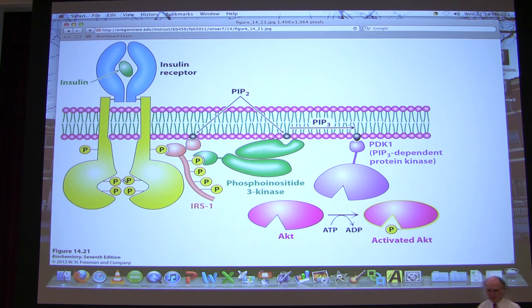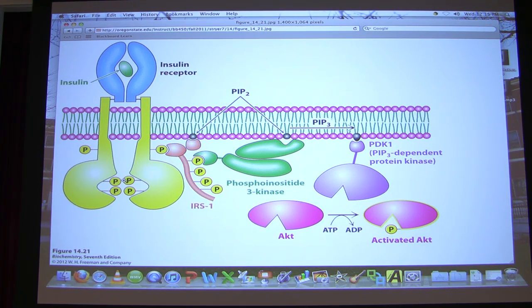PDK1 is a PIP3-dependent protein kinase. So we see kinase, kinase, kinase, kinase. We're seeing this cascade that we've talked about before. This was a tyrosine kinase that got activated. This is a phosphoinositide kinase that got activated. This is a kinase that's getting activated. And we'll see that this PDK1 phosphorylates this important protein known as AKT.